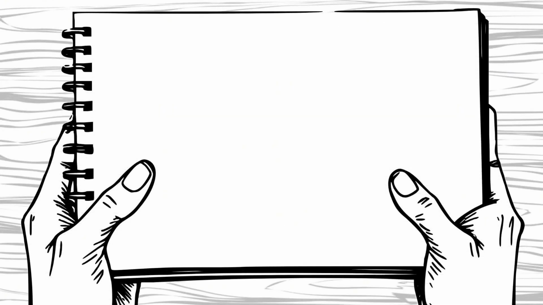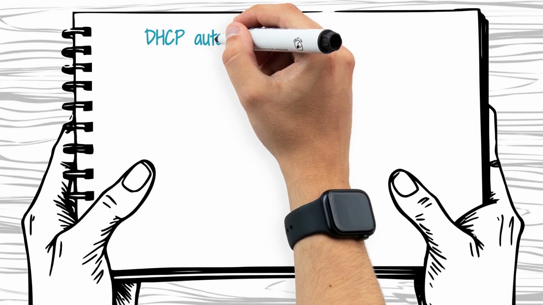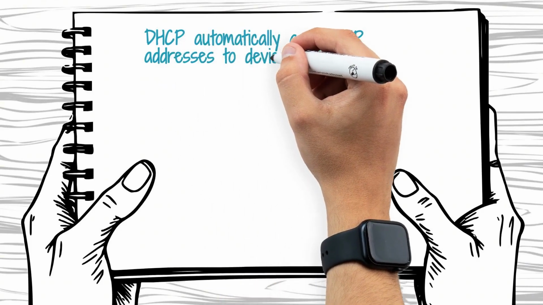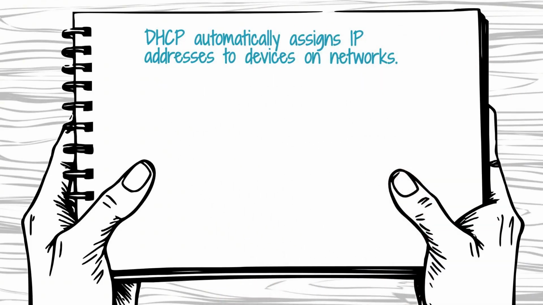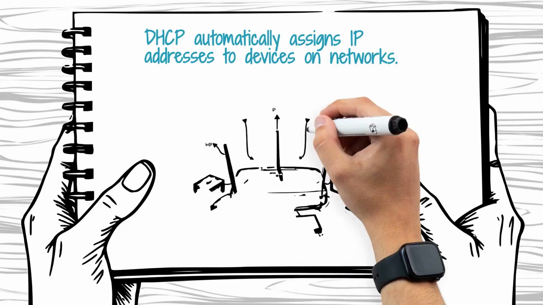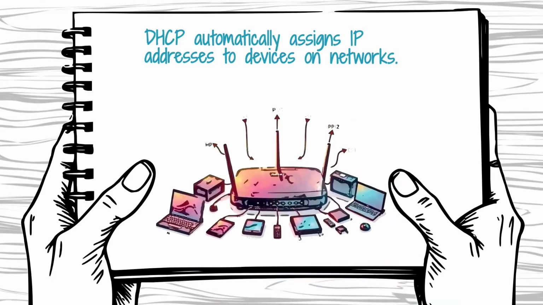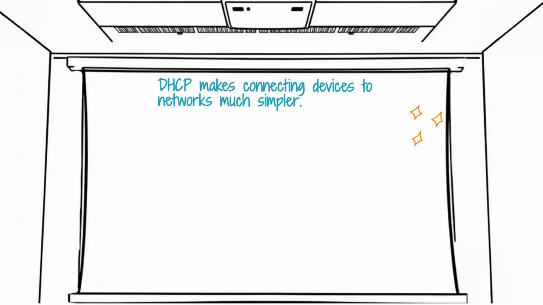DHCP, Dynamic Host Configuration Protocol. DHCP automatically assigns IP addresses to devices joining a network. Instead of manually configuring every phone, computer, printer, or smart device, your router automatically gives each one an available IP address along with other important network settings. This makes connecting to networks much simpler.